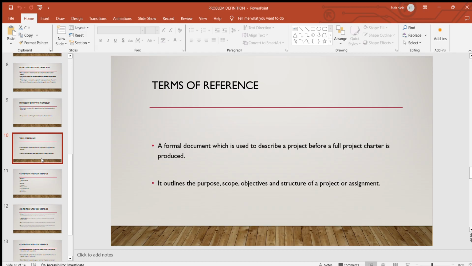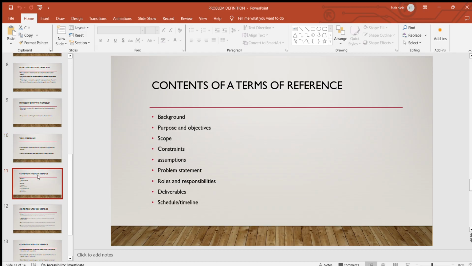So there are contents of a terms of reference. Number one, we have the background. We also have purpose and objectives. We have scope. We also have constraints, assumptions, problem statements, roles and responsibilities. We have deliverables. And then we also have schedule and timeline.